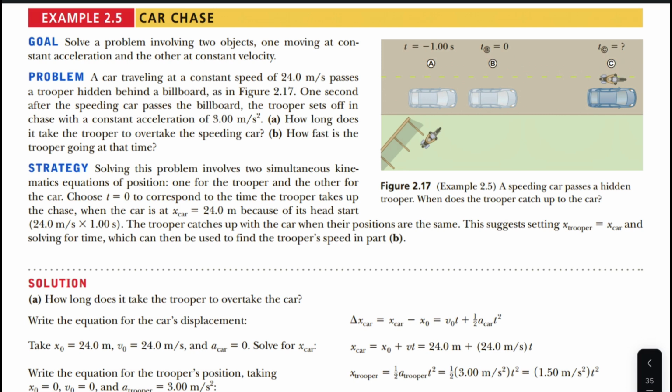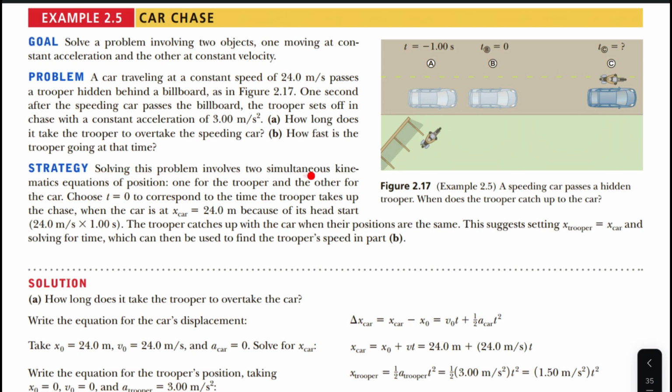Now example 2.5, a car chase. A car traveling at constant speed of 24 meter per second passes a trooper hidden behind a billboard, as in figure. 1 second after the speeding car passes the billboard, the trooper sets off in chase with a constant acceleration of 3 meter per second squared. A, how long does it take the trooper to overtake the speeding car? B, how fast is the trooper going at that time?